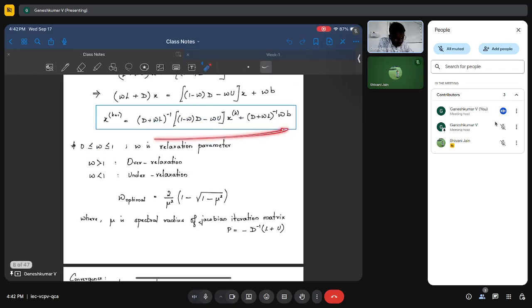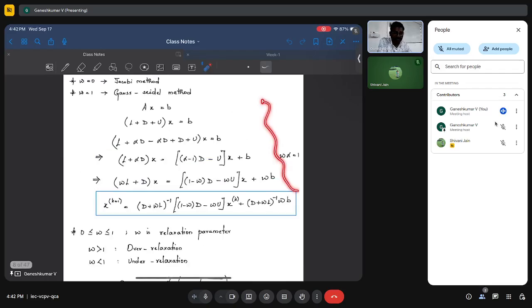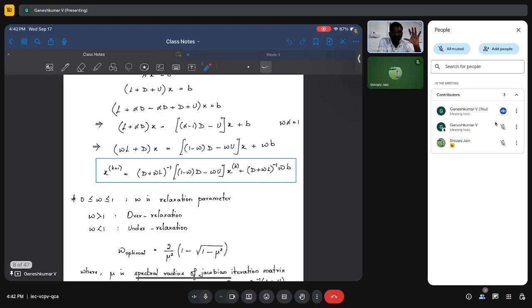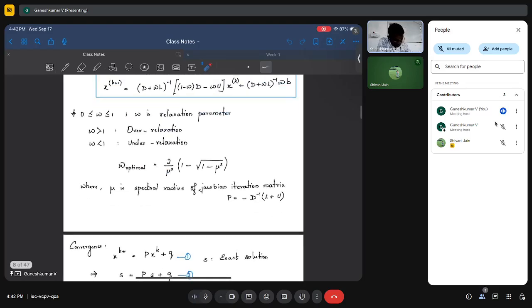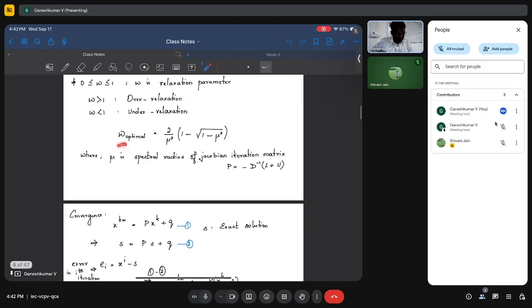You don't need to really know all these derivations, but if you know how to do Gauss-Seidel and Gauss-Jacobi, that is fine. If this W is greater than 1, we call it over relaxation, which means we are trying to accelerate the convergence to that value. But if it is less than 1, we are slowing down, so that's why we call it under relaxation. And the optimal value that could be used to quickly reach the solution is based on the spectral radius of the Jacobian iteration matrix.